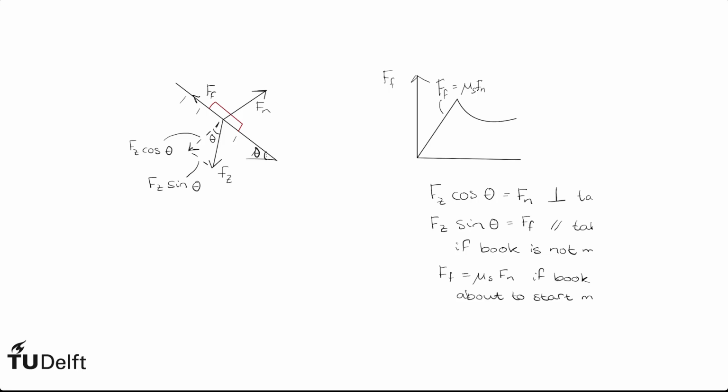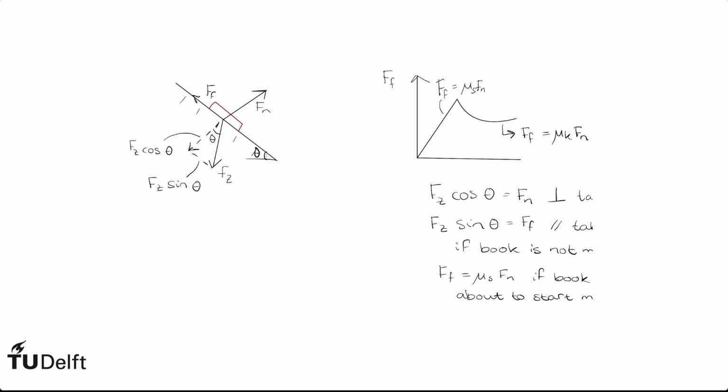And of course, if I made a little mistake, I see this of course is the static one, right in here. So since we're turning the table slightly until the point that the book is starting to move, this should be the coefficient of static friction.